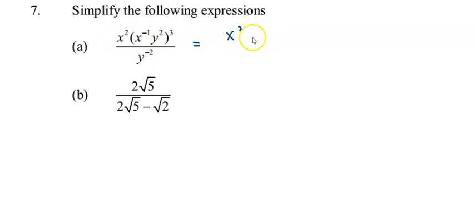You get x squared multiplied by x power of negative 3, because negative 1 multiplied by 3 gives x power of negative 3. And for the y, you get a power of 6, because 2 multiplied by 3, divided by y power of negative 2. So these two index numbers having the same base, you can combine the power by just adding them up. 2 plus negative 3, you get negative 1.